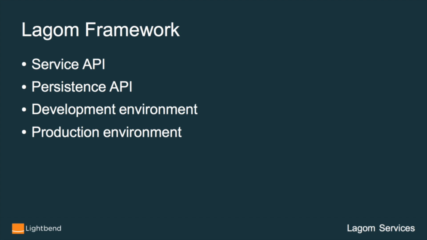The Persistence API provides event-sourced persistent entities along with CQRS read-side support. Lagom manages the distribution of persistent entities across a cluster of nodes, allowing sharding and hence horizontal scaling. Cassandra is provided as a database out of the box.